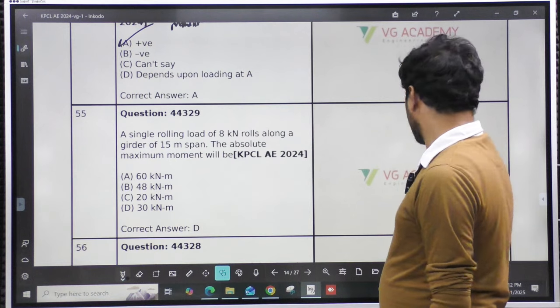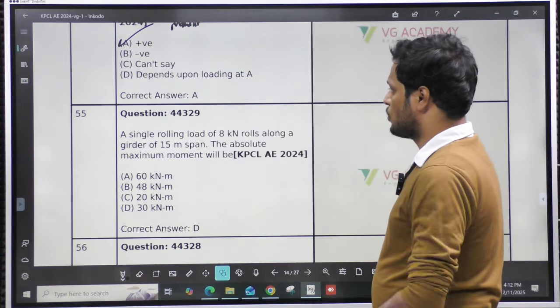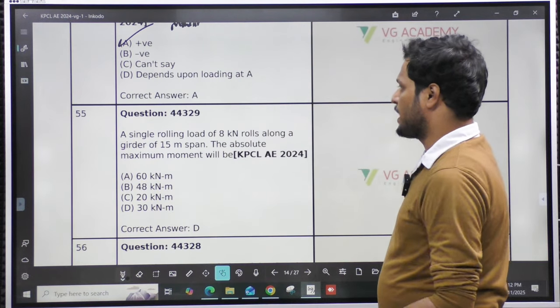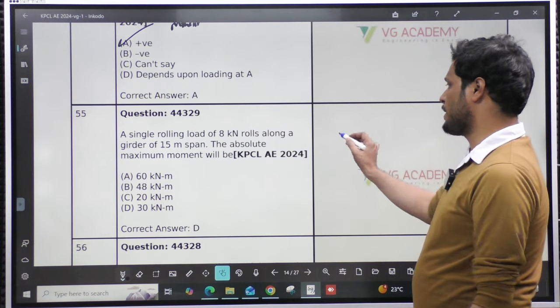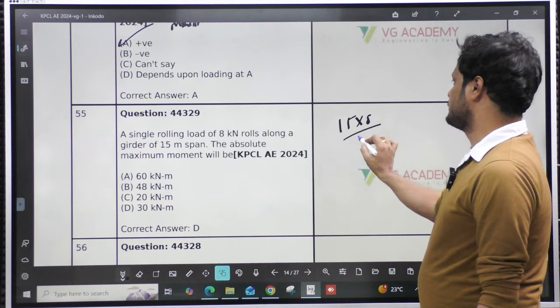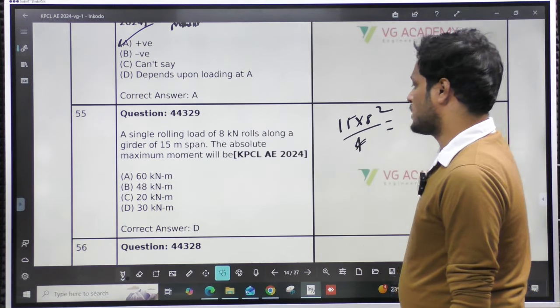A single rolling load of 8 kN rolls along a girder of 15 meter span, the absolute maximum. So for a simply supported girder with a rolling load, the maximum bending will be at the mid span, WL by 4.